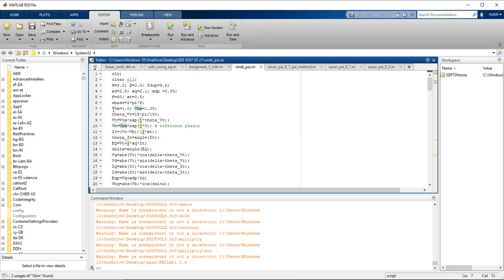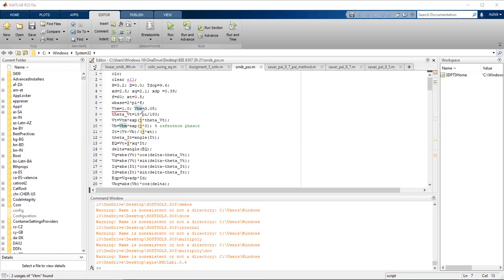Here what we have is VTM, that means the magnitude of the terminal voltage of the generator, and the magnitude of the infinite bus voltage. You are given these magnitudes and a phase angle of the terminal voltage. So if I draw the network now, I don't have the information of P and Q anymore.